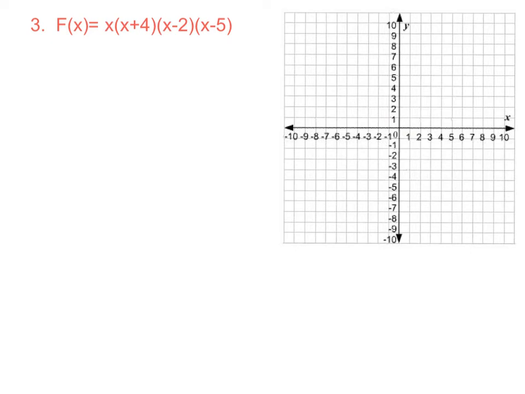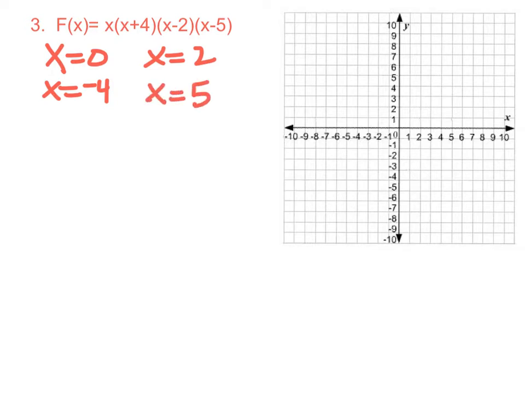Number 3, we're going to look at the zeros first. So we have a 0 at x equals 0. We have a 0 at x equals negative 4. We have a 0 at x equals 2. And we have a 0 at x equals 5. So let's put the dots on the graph.